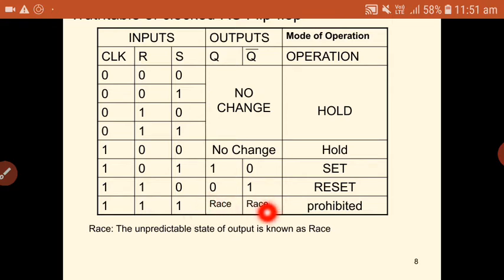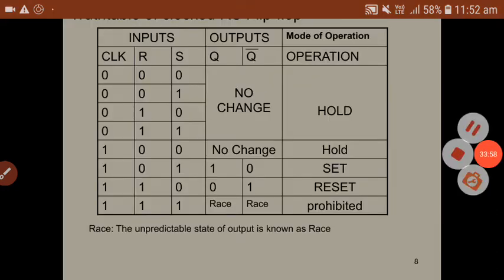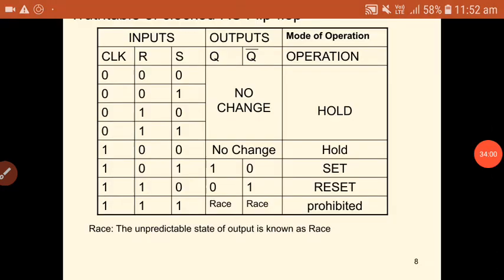Because when the clock is applied and R and S are equal to 1, you cannot define the output of the flip-flop. That's why the mode of operation is prohibited. That is nothing but the unpredictable state of output, which is known as race.